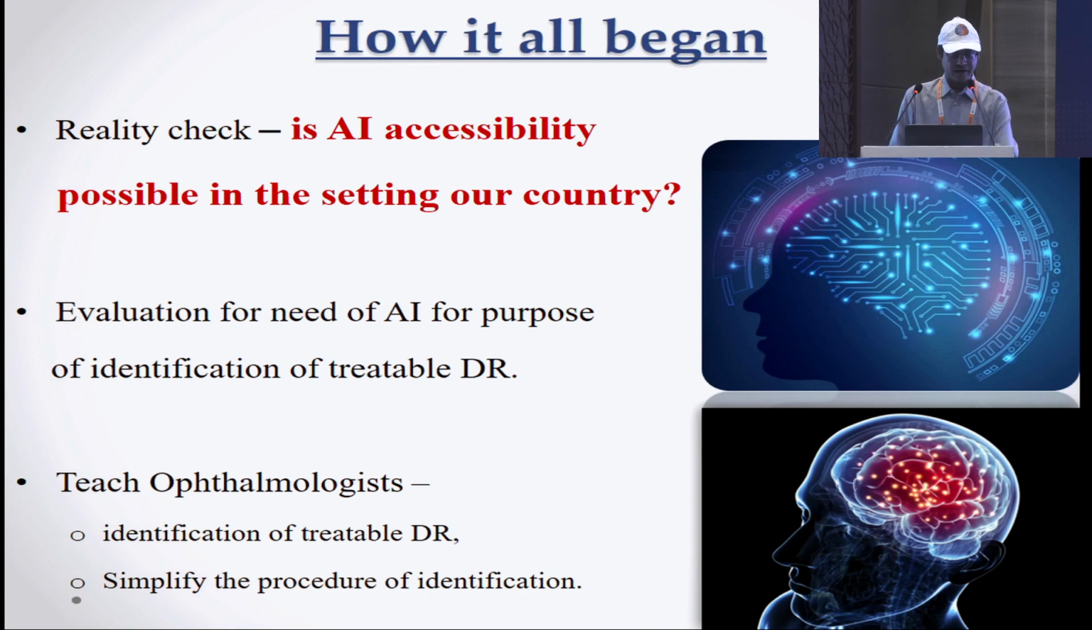There was a reality check: is artificial intelligence an accessible possibility in the setting of our country? And there was an evaluation of the need for artificial intelligence for the purpose of identification of treatable DR, that is, whether we actually need AI or could this be done by human resources. So we needed to teach ophthalmologists the identification of treatable DR, and we needed to simplify this procedure of identification so that referral could be done.